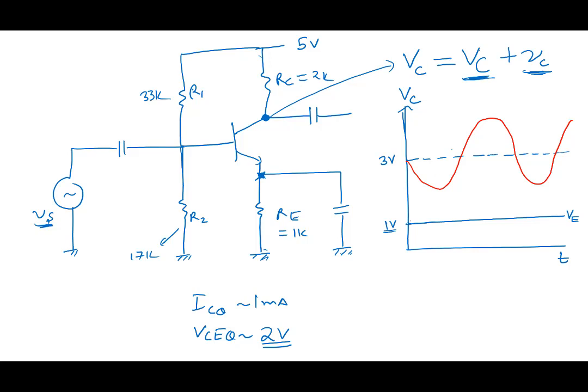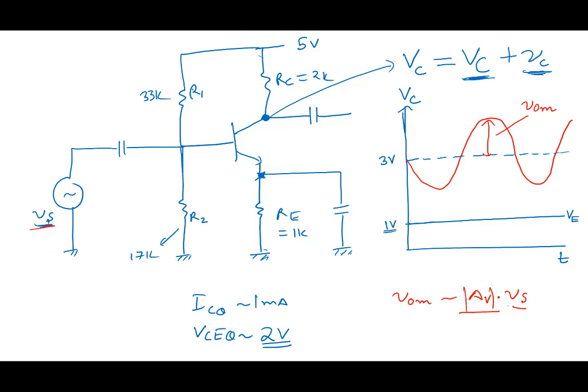What is the magnitude of the sinusoidal part here? How do we calculate this? Let's call this V0M, maximum. So V0M would be what? It would be AV times Vs, right? The magnitude of the gain times Vs. Okay, so this is the picture that we have.